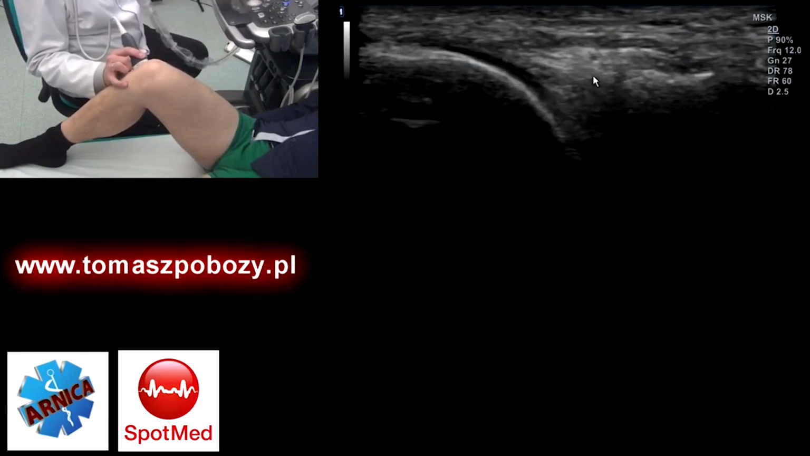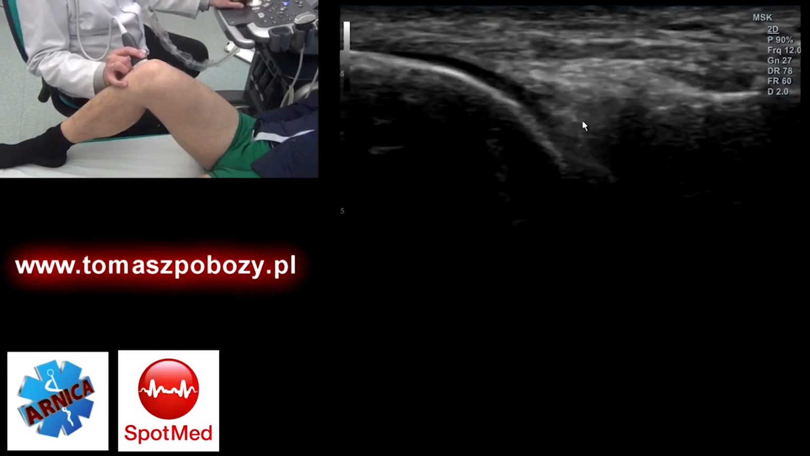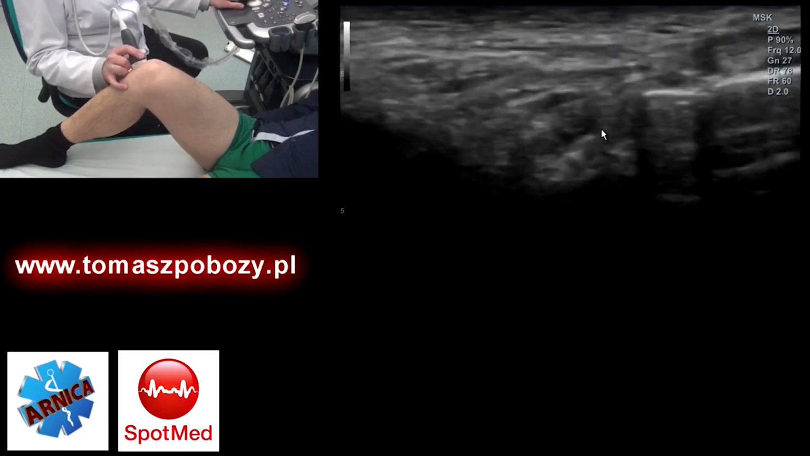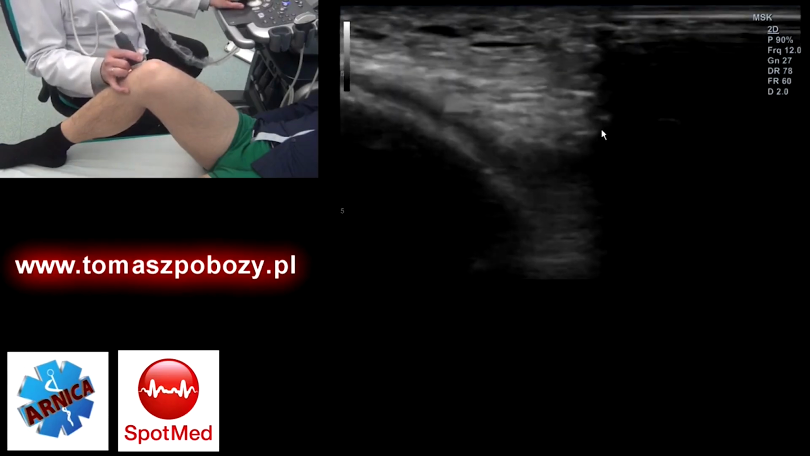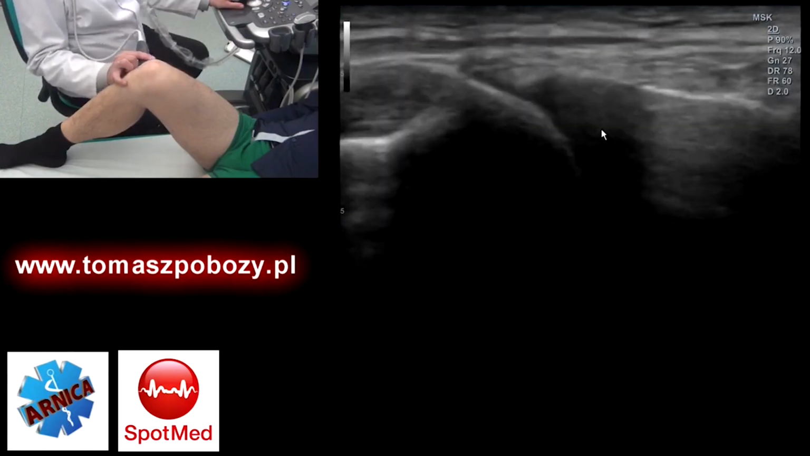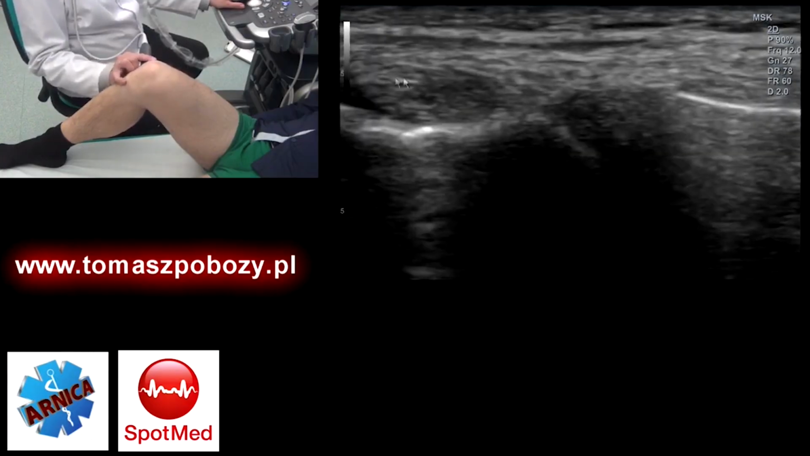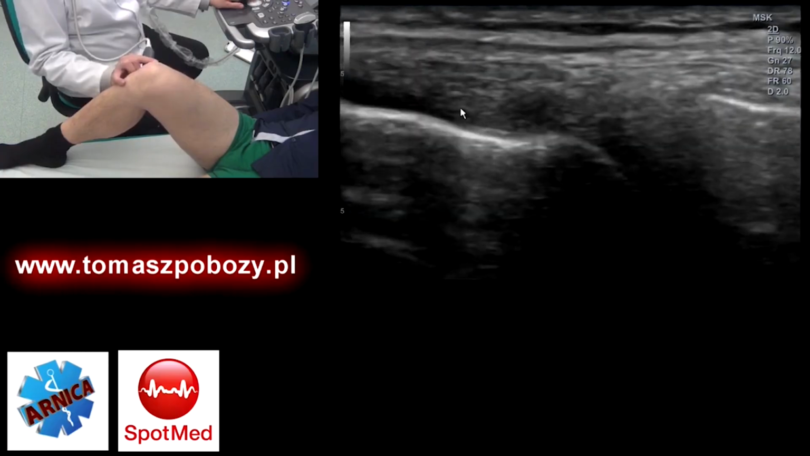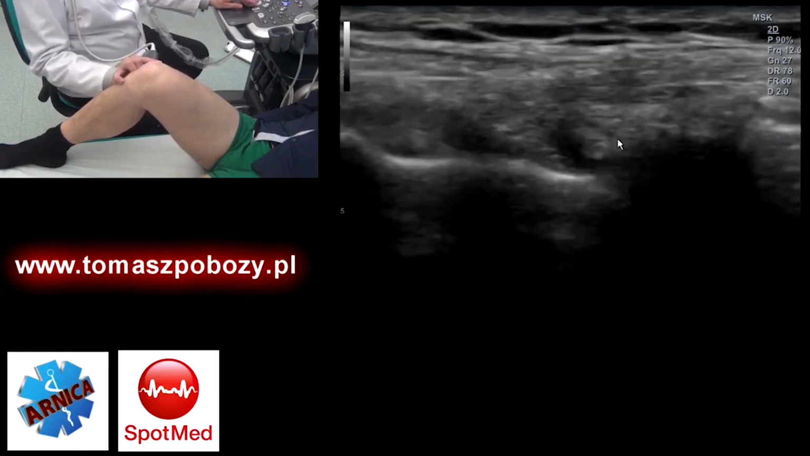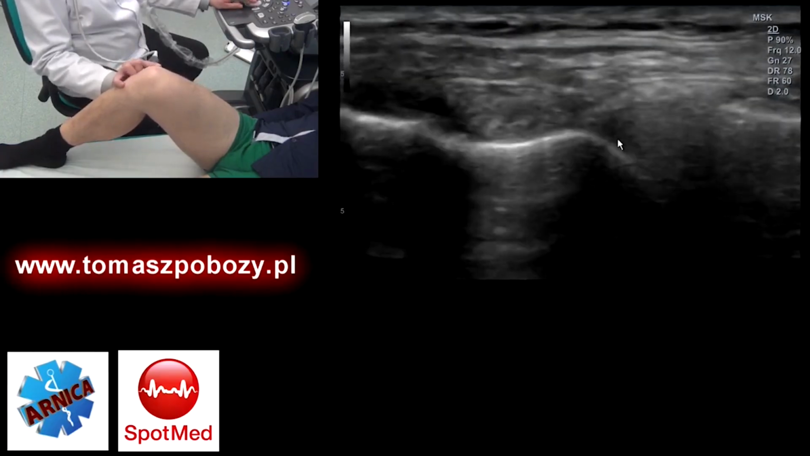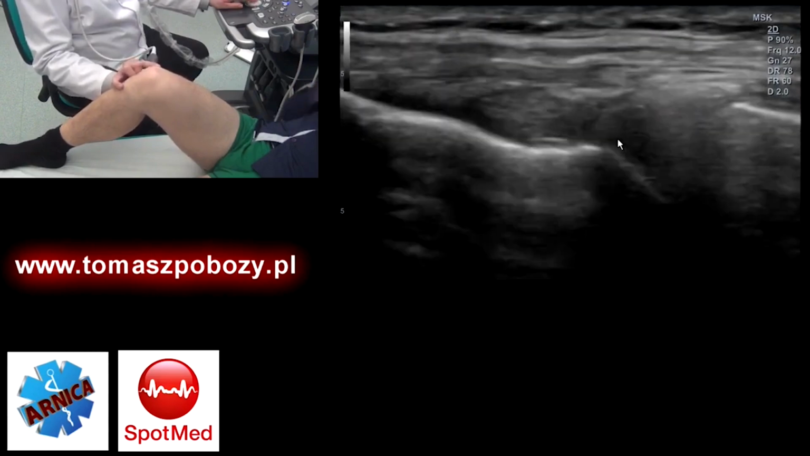On the lateral side, we evaluate the lateral meniscus. Here, a small vessel can be seen in its external portion. It's pulsatile and should not be mistaken for a small cyst. By moving the probe anteriorly and posteriorly, we can evaluate the meniscus.